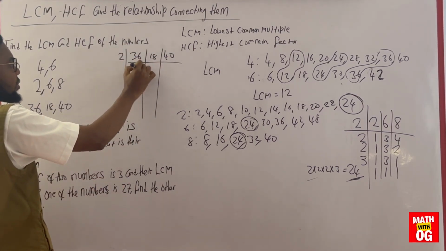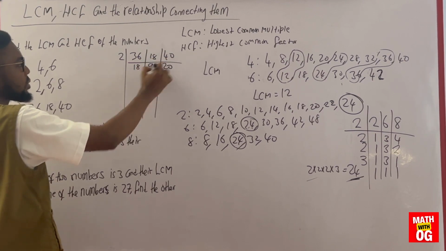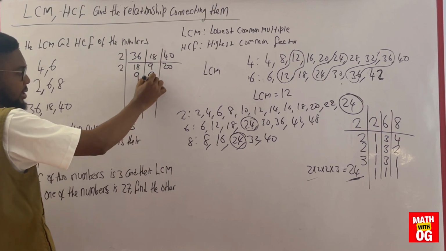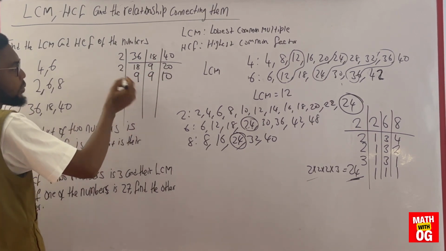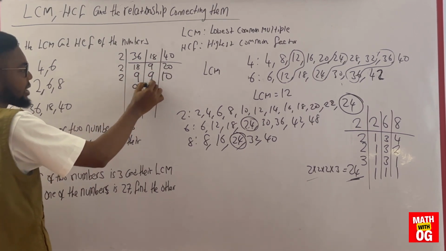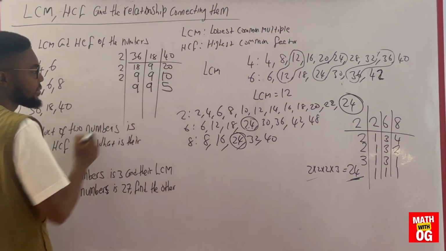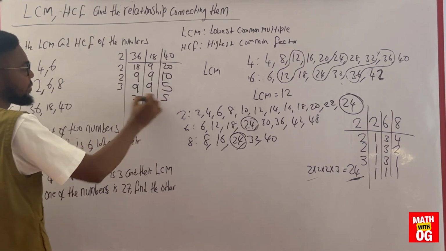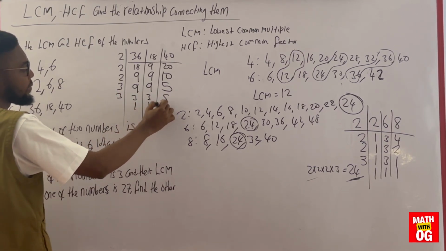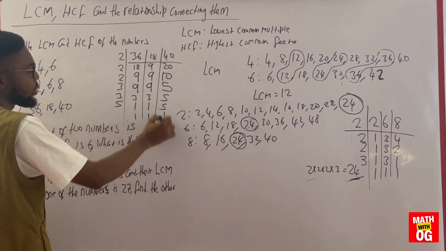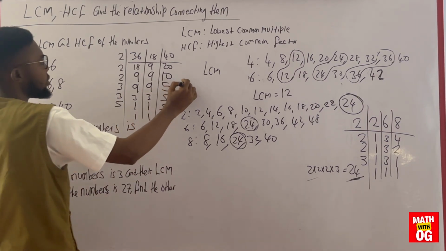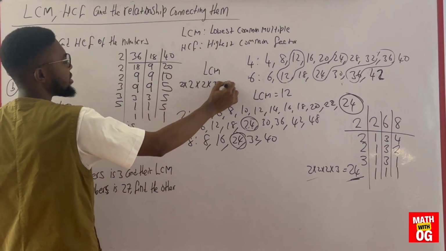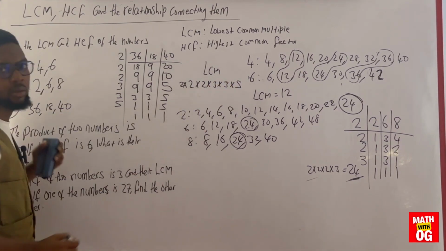Starting with 2, this will give us 18, this will give us 9, this will give us 20. Go again with 2, this will give us 9, this remains 9, and this will give us 10. We go again with 2, this is 9, this is 9, and this is 5. We go with 3: 3, 3, 5. We go with 3: 1, 1, 5, and we'll go with 5: 1, 1, 1. So my LCM here is simply 2 times 2 times 2 times 3 times 3 times 5.